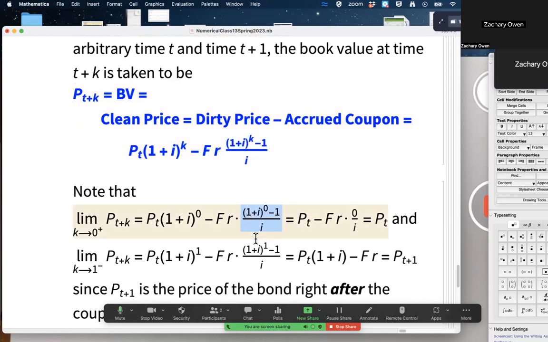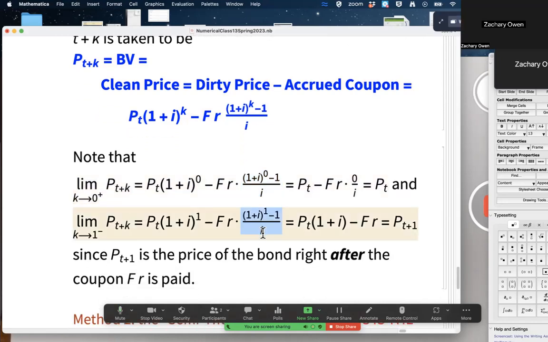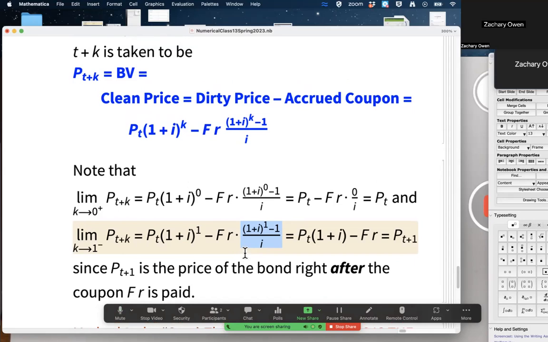Plug in K equals 0. 1 plus I to 0 is 1. 1 minus 1 is 0. Plug in K equals 1. 1 plus I to the first is 1 plus I. Minus 1 is I. And I divided by I is 1. So it's an exponential growth kind of factor that's 0 when k is 0 and 1 when k is 1, meaning the product FR times that is 0 when k is 0 and F times R when k is 1. So it's like the coupon is growing.